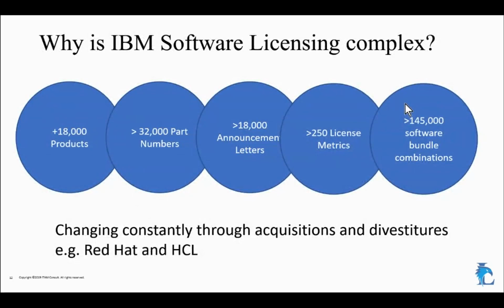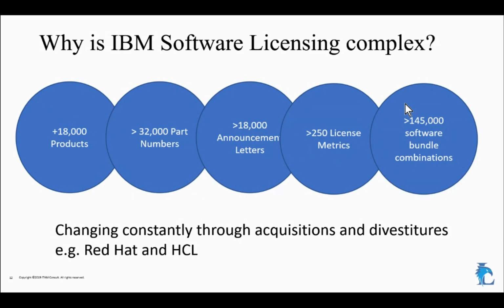So why is IBM licensing so complex? It's probably the big question we get asked. It's simply this. It is a factor of the sheer number of products and parts and complexity. You're talking about many thousands of products, up to 18,000 and more at the moment. Many different combinations of those products. So at this point, easily over 32,000 part numbers.